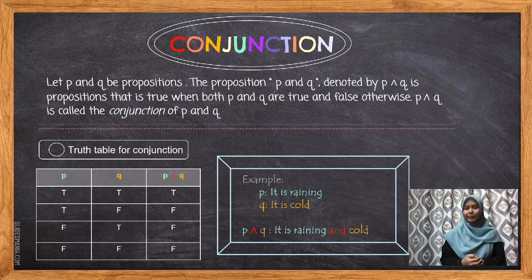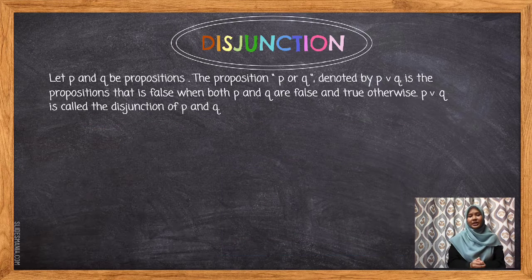Let's see the example in English statement form. P is raining, Q is cold. So P and Q: it is raining and cold.